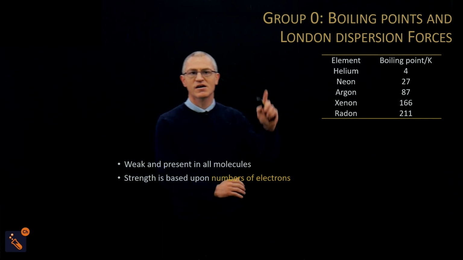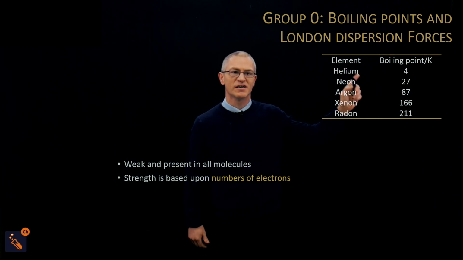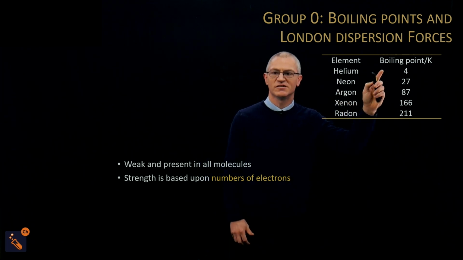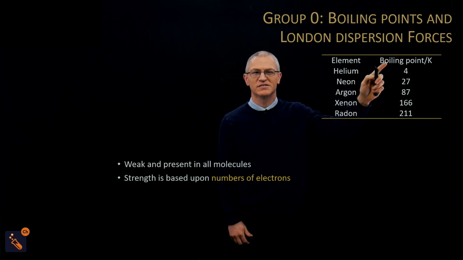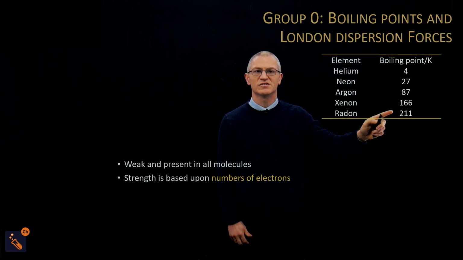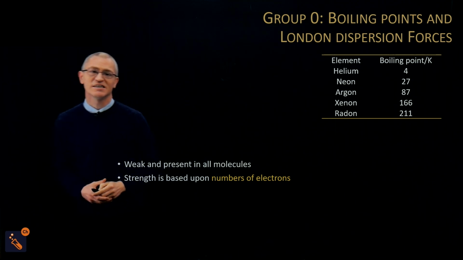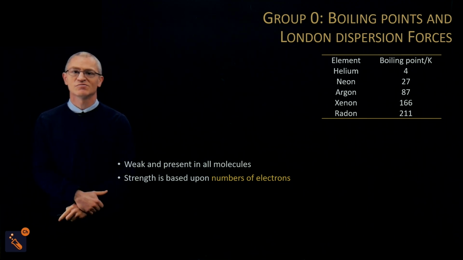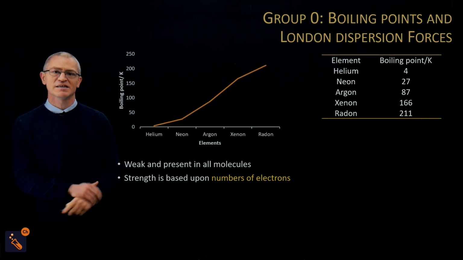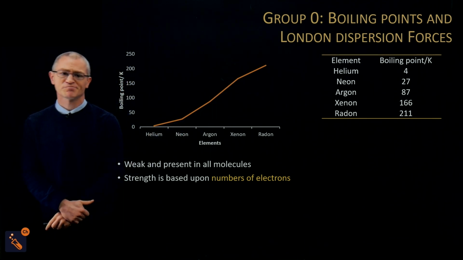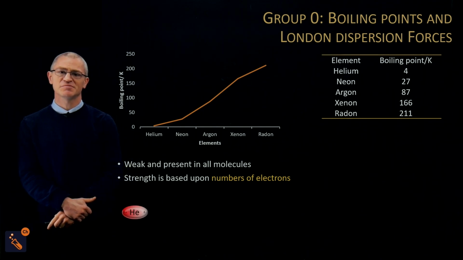So if we look up here, we can see that we have a list of the noble gases, and you can see as I go down the noble gases, I can see 4, 27, 87, 166, 211. It basically means that we have got an increase in the boiling point. And the question is, well, why is this? Okay, and there's your increase clearly shown on a graph. Okay, so let's show this in pictorial form.